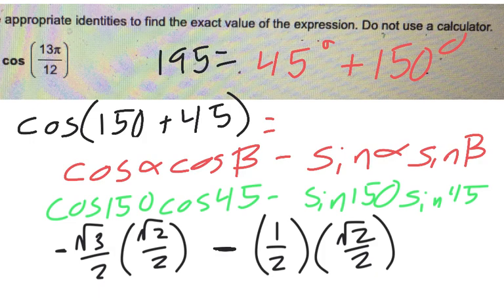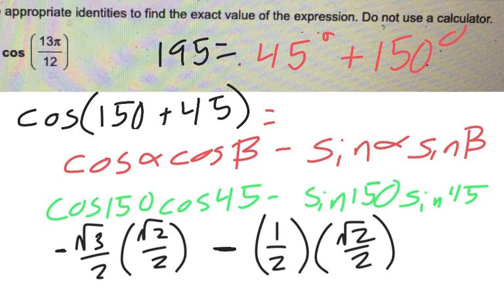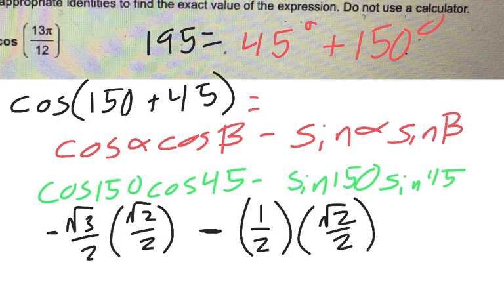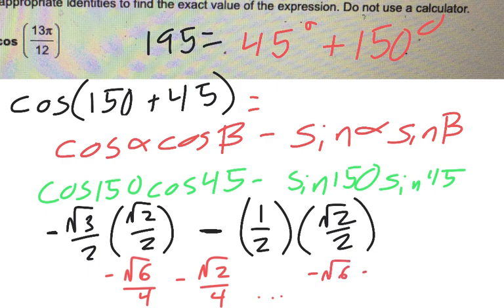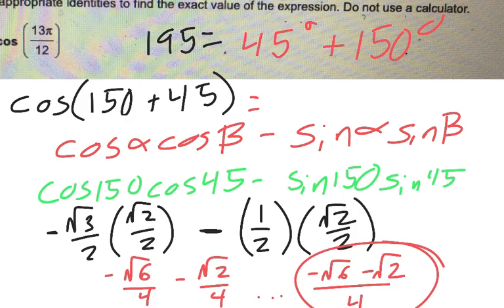Now, if you need any help with where all these come from, this is all from your special right triangles. I didn't draw those out. I just did them in my head. But if I need to draw those out, I can. Just let me know. And so now we're going to simplify from here. So this would be negative radical 6 over 4 minus radical 2 over 4. So we're going to write that as negative radical 6 minus radical 2 all over 4. And that would be my final answer there.